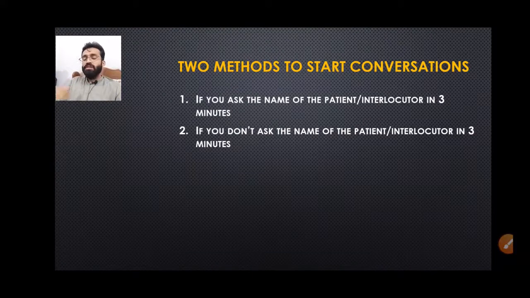Once you are given the role play card, you will have 3 minutes for reading. You can ask the patient's name in those 3 minutes, and if you haven't asked the name of the patient, you can ask in the other 5 minutes as well. So there are 2 methods to start the conversation. If you have asked the name of the patient in 3 minutes, that's good. If you don't ask the name of the patient or interlocutor who is behaving as the patient in 3 minutes, then you can ask during the consultation as well.